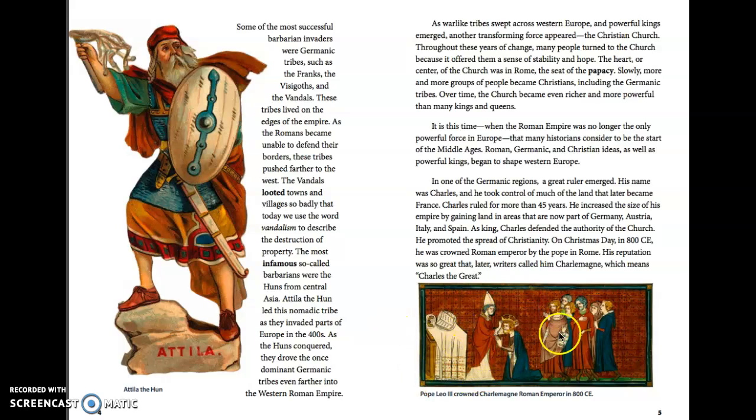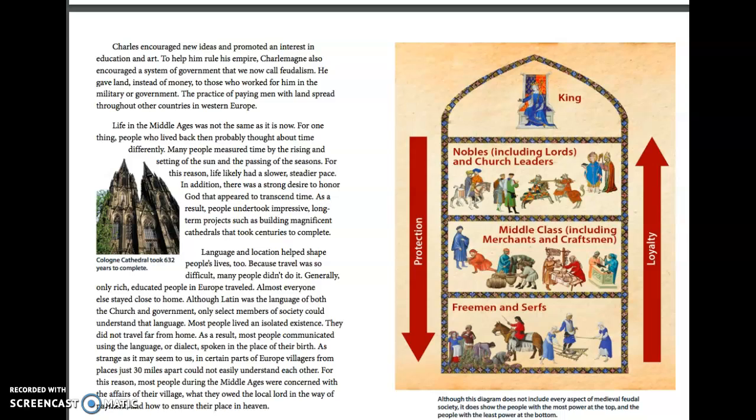Down here is an illustration. This caption tells us that Pope Leo III crowned Charlemagne Roman emperor in 800 CE. Charles encouraged new ideas and promoted an interest in education and art. To help him rule his empire, Charlemagne also encouraged a system of government that we now call feudalism.